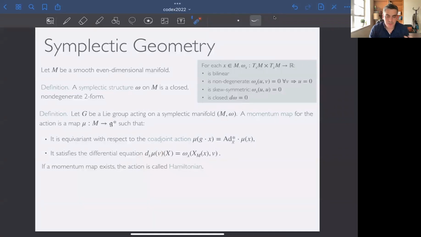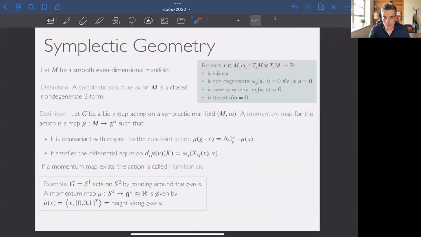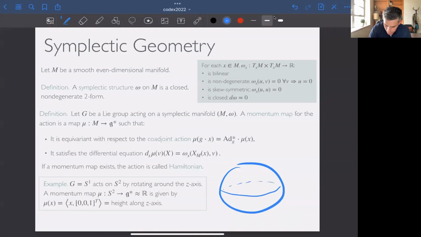And so momentum maps don't always exist for any given Lie group action. If one does, it's called a Hamiltonian action. And I think I always have this example in mind to kind of get an intuition for what's going on. So if I take S2 with its standard symplectic form, okay, I can act by S1 by rotating around the z-axis, right?